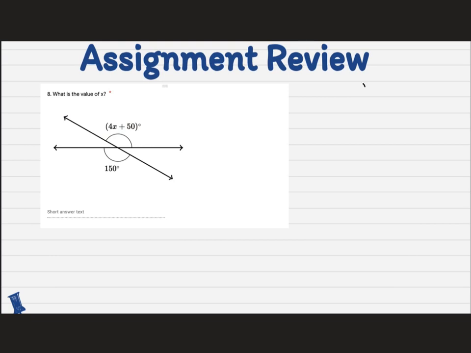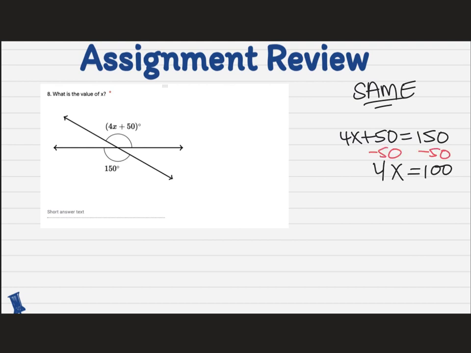All right, next we have vertical angles. We said that vertical angles are the same. So I'm going to say 4x plus 50 equals 150. And then it just asks what the value of x is, so we're going to solve this equation. We need to subtract 50 on both sides, and we'd be left with 4x equals 100. Then we need to divide both sides by 4, and we're left with x equals 25 for our final answer.